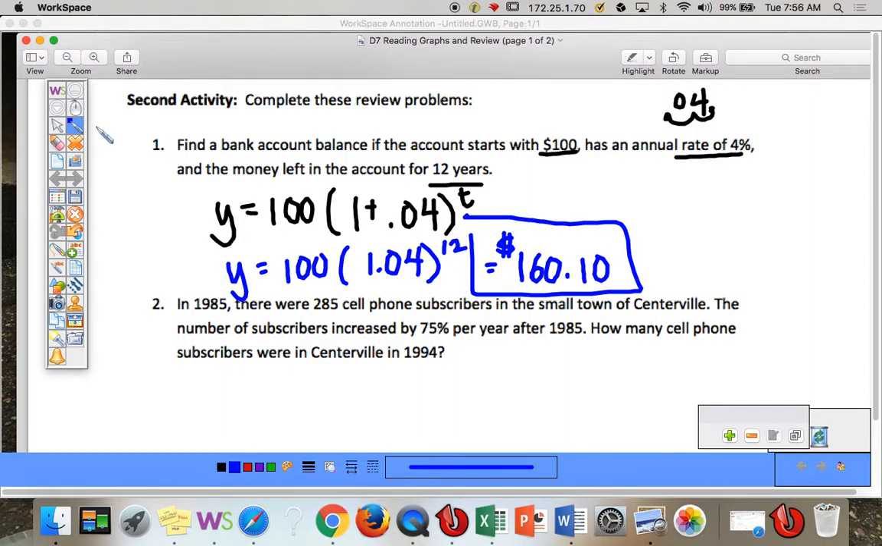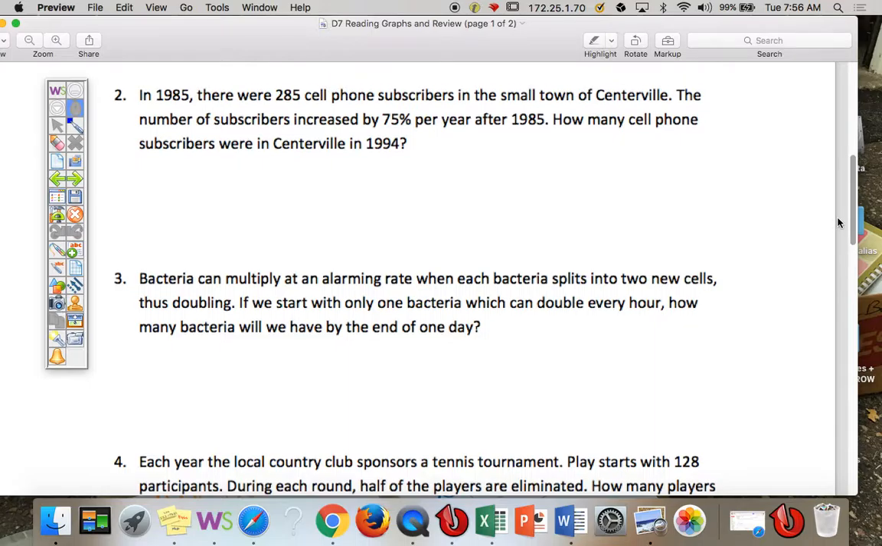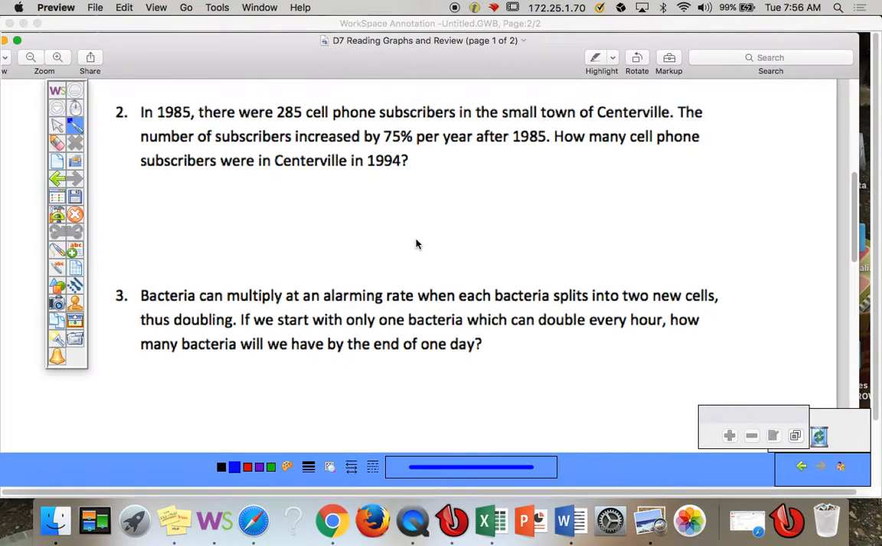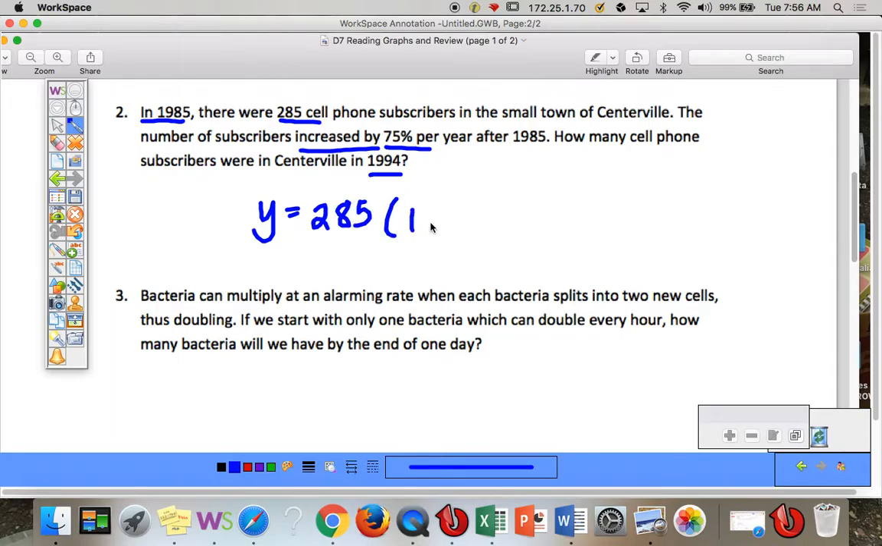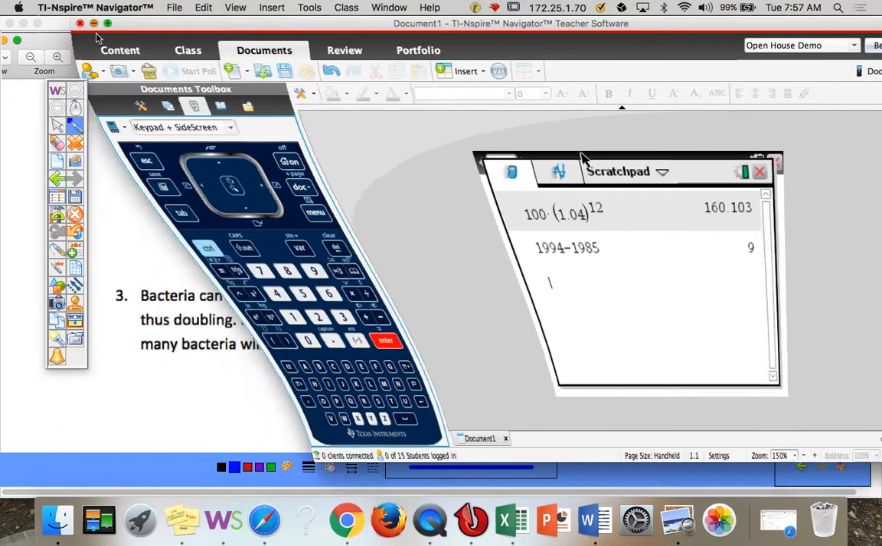In 1985, there were 285 cell phone subscribers in the small town of Centerville. The number of subscribers increased by 75% per year after 1985. How many cell phone subscribers were in Centerville in 1994? So let's underline the important information and write the equation. So we have our starting value 285. It's increasing by 75% per year. So 1 plus the 0.75, and then t is time. So from 1985 to 1994, let's figure out how many years that is. So that is 9 years later.